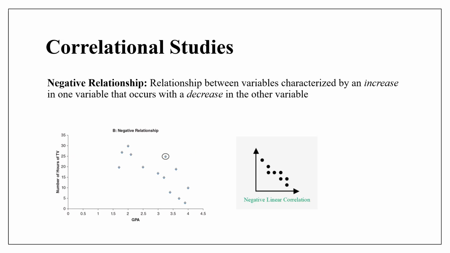Here we have another type of relationship that we can find between two variables. This is a negative relationship or a negative correlation. And this is a relationship between variables that is characterized by an increase in one variable that occurs with a decrease in another variable. And again, we are still working with the same variables as in the past slides. So again, we still have on the y-axis the number of hours of TV. On the x-axis, we have GPA, but now we see that the dots are forming a different pattern.